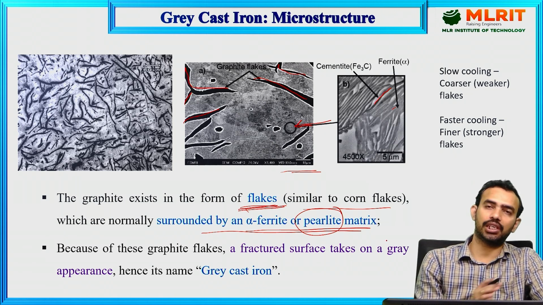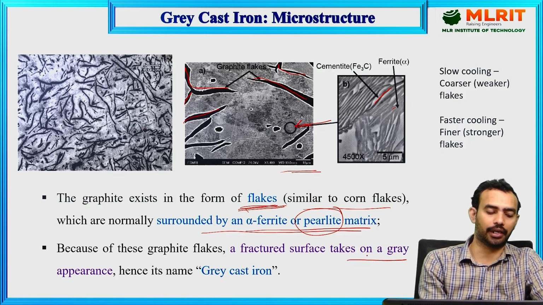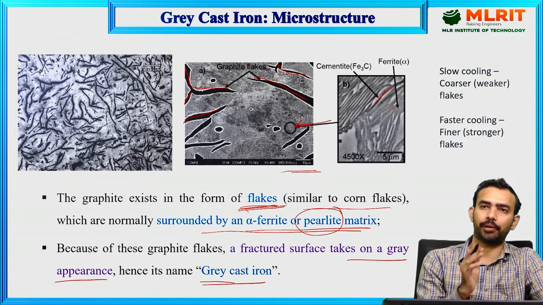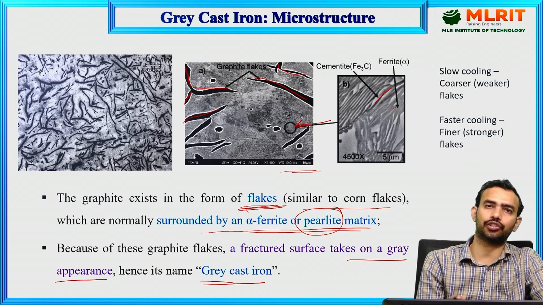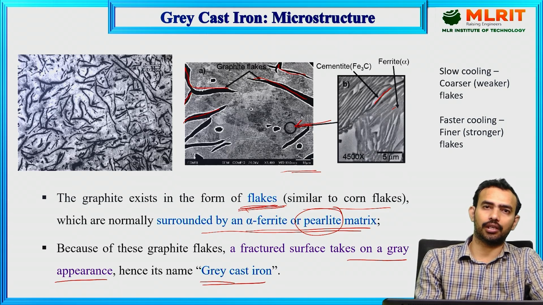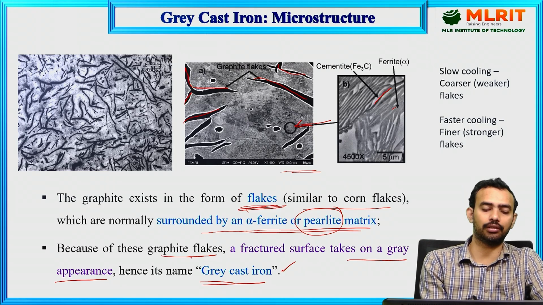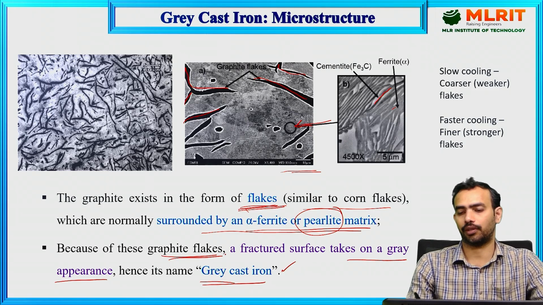So when you see the fracture surfaces of gray cast iron, they appear in a gray color. That's why the name gray cast iron. So when you break it or look at the fractured surface, it appears gray. That's why the name gray cast iron is given. This gray appearance comes from the graphite flakes, because of the carbon.